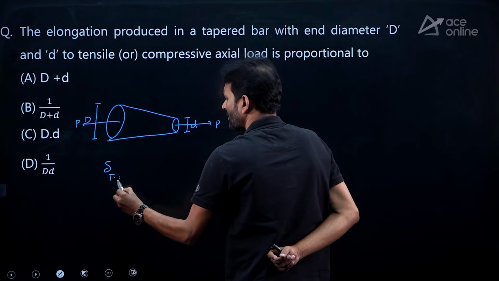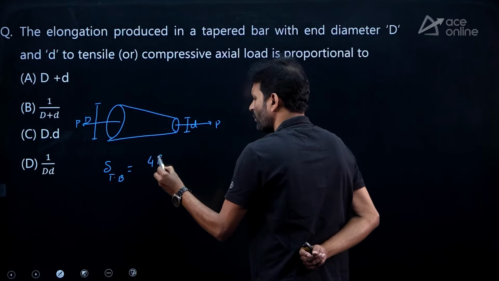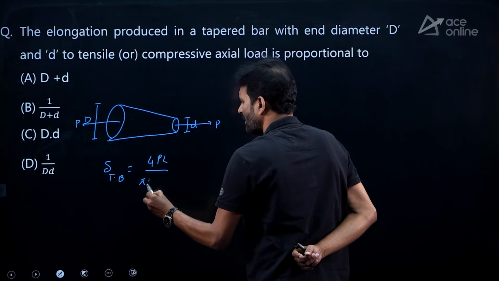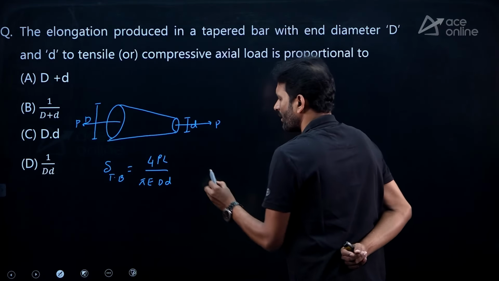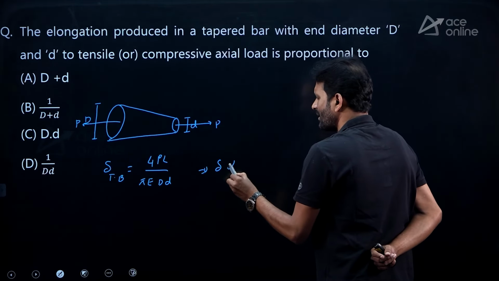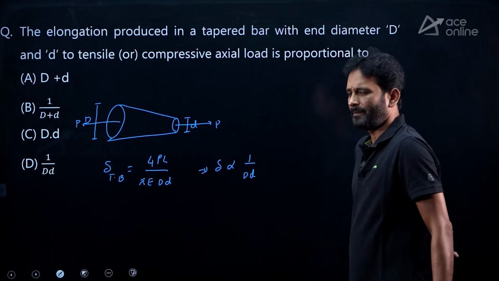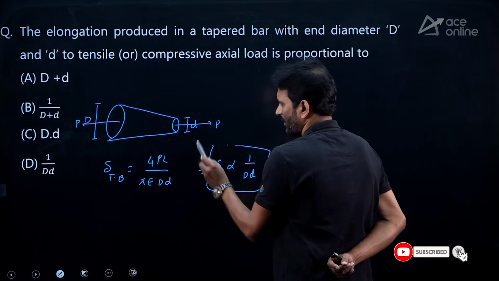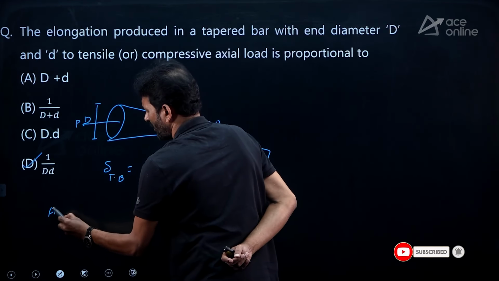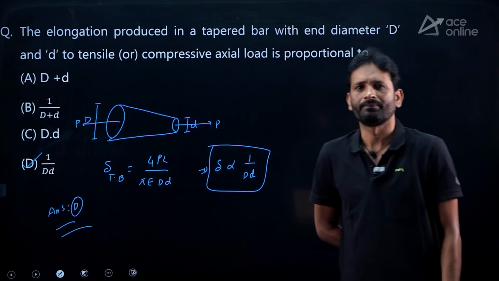So, in case of a tapered circular bar, the elongation formula, if you recall, is 4PL upon pi E d1 d2. That is nothing but d1 d2. So in this case, delta is directly proportional to 1 upon d1 d2. Look at the options we are having. Yes, you are observing option D. Option D is correct for this question. Hope it is clear to you.